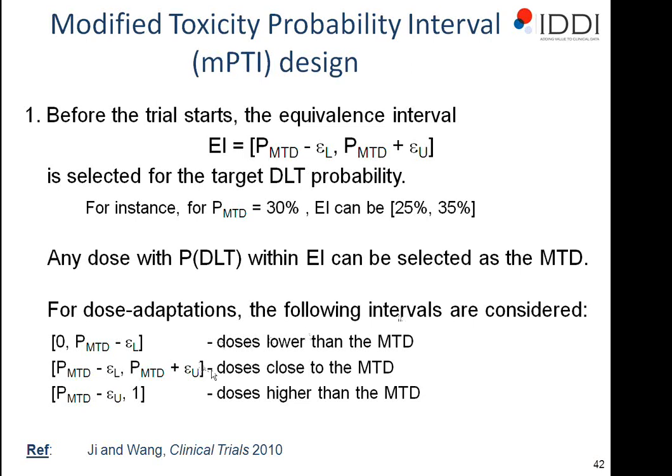Now, for those adaptations in the trial, the following intervals are considered. You have the equivalence interval, which is where the doses are close to the MTD. You have the interval for the probabilities from 0 to the lower end of the equivalence interval. So in our example, it would be from 0 to 25%. These would be the doses lower than the MTD, so you would like to escalate if you are in this region. And you have the complement of the upper limit of the equivalence interval. These are the doses higher than the MTD. So if you land in this interval, you would rather want to de-escalate the dose.